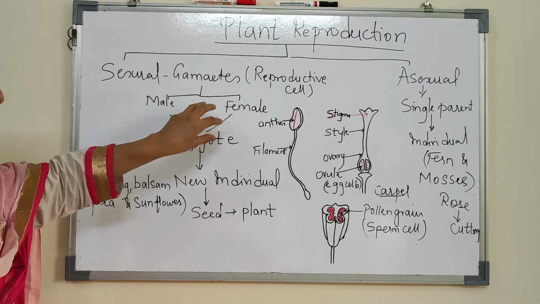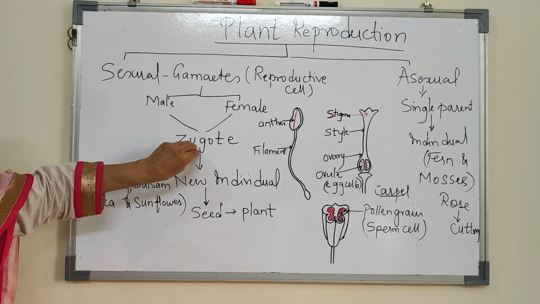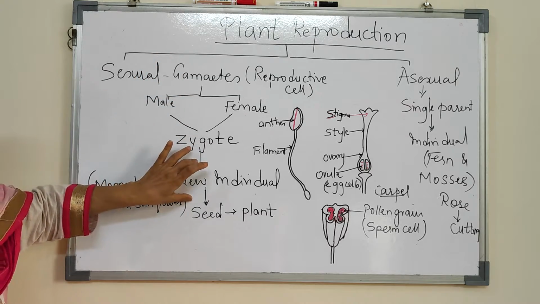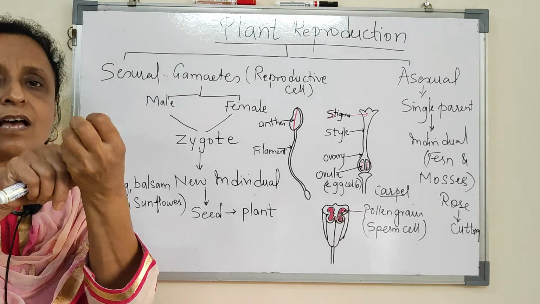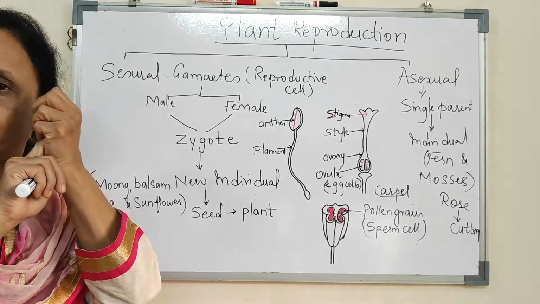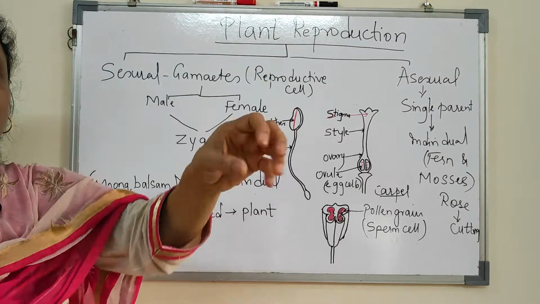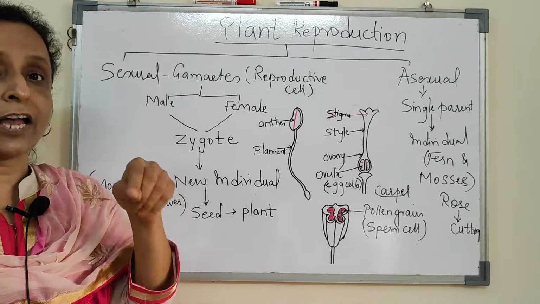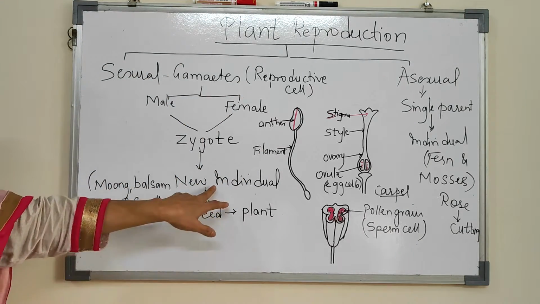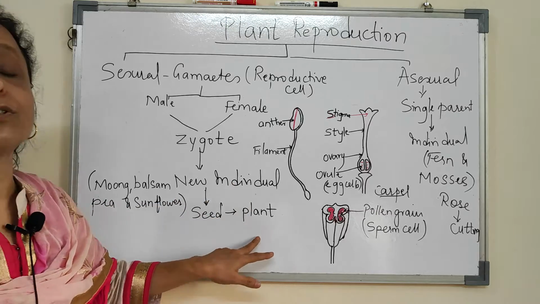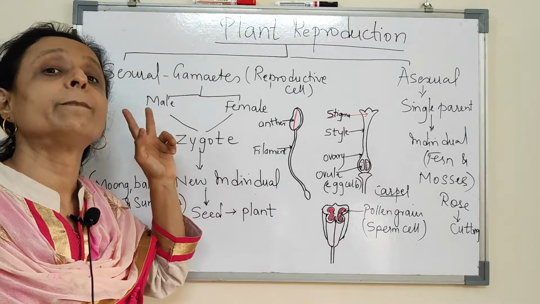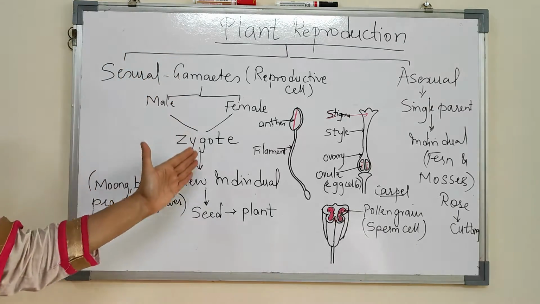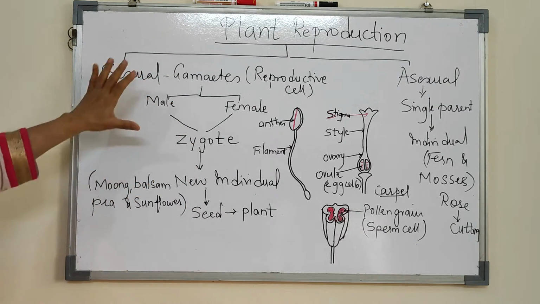These cells are going to combine and form a zygote. Zygote is the new individual. In the seed, there is a zygote hiding. When you put water on the seed, the zygote tries to come out. So, the zygote in the seed is the new individual, it is going to give rise to a new plant which is similar to the parent plant. So, this is how the reproduction takes place.